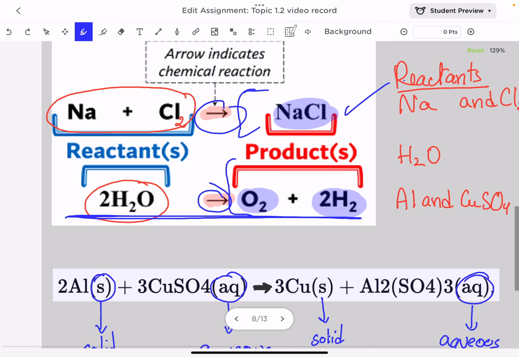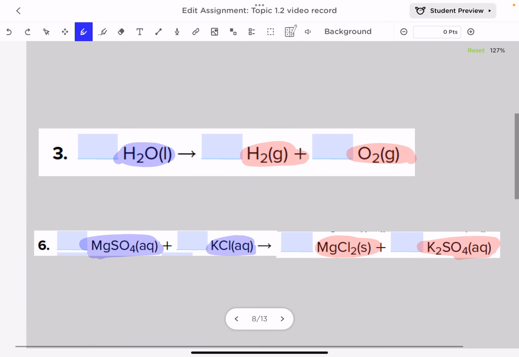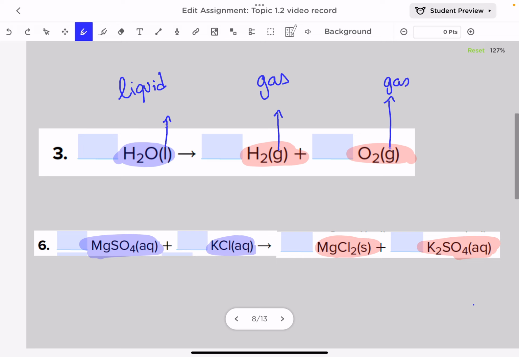Let's look at other given examples in this video tutorial. What does it mean when an L is written? L means that this reactant is liquid. G means that this reactant is gas. This product is gas. And also this product, oxygen, is gas. So these are called physical states of reactants and products. So again, AQ is aqueous, L is liquid, G is gas.